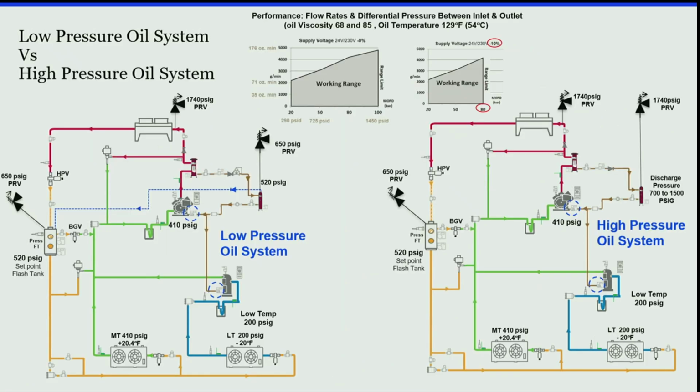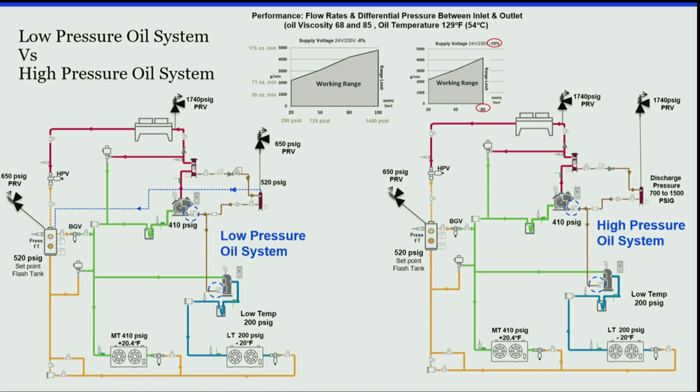The other thing I wanted to point out is the difference between a high pressure oil system and a low pressure oil system, because we're starting to hear more about high pressure oil systems. On a low pressure oil system, that's what I've been talking about. You've got a pressure relief here of 1740, and I'm operating up to 1,600 pounds. But my oil reservoir, equalized to my flash tank, is at a 650 pressure relief. Because it's equalized, I'm going to be 520 pounds in here feeding.